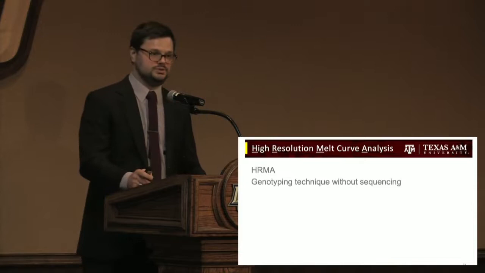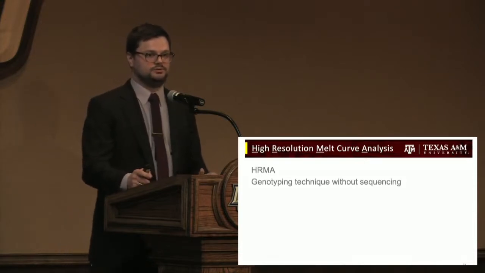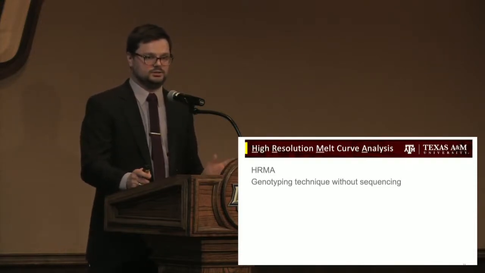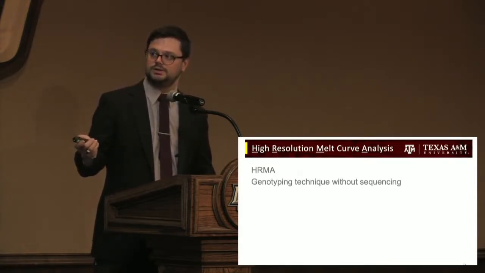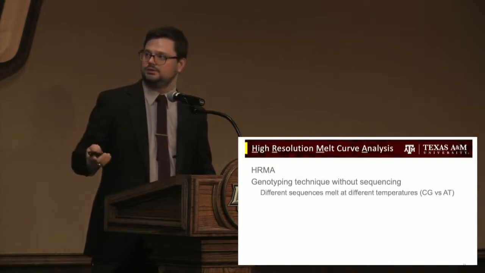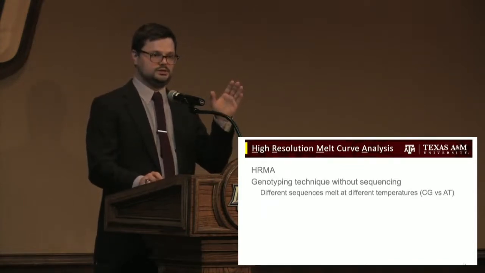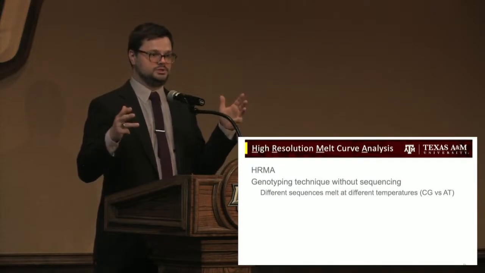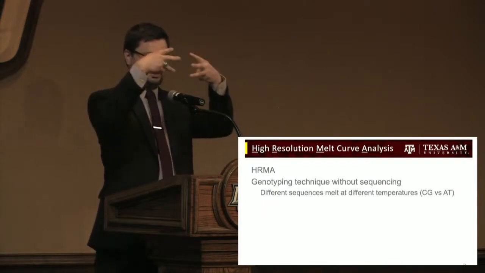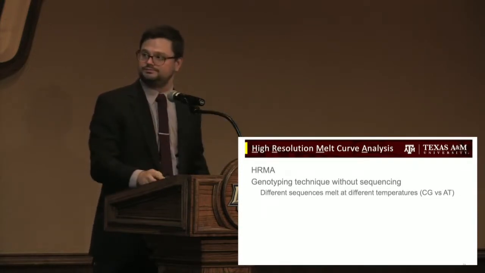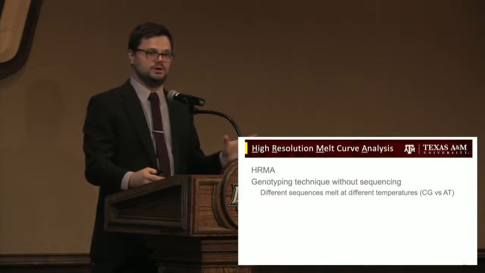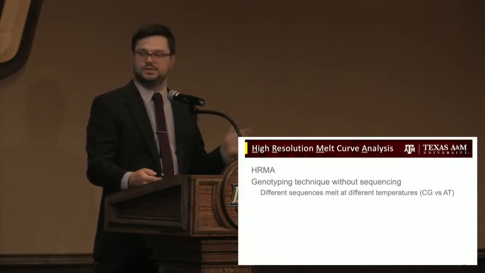All right, the way that we do genotyping is a little faster, easier, and cheaper than full sequencing. It's called high resolution melt curve analysis, or just HRMA, so genotyping without sequencing. It works off the principle that different base pairs melt at different temperatures. CG pairs have 3 hydrogen bonds, so they melt at a higher temperature than AT pairs, which just have 2 hydrogen bonds. So based on the sequence, the melt curves will be different.